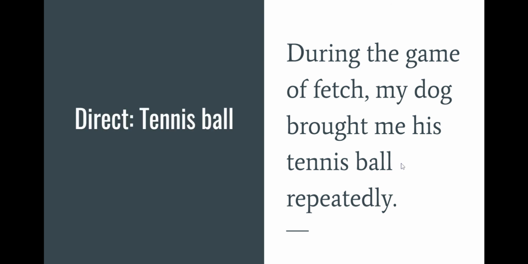Find the direct and indirect object. During the game of fetch, my dog brought me his tennis ball repeatedly. So the subject is dog. The predicate is brought. The dog brought what? Ball. So ball is the direct object. The dog brought the ball to who? Me. So me is the indirect object.